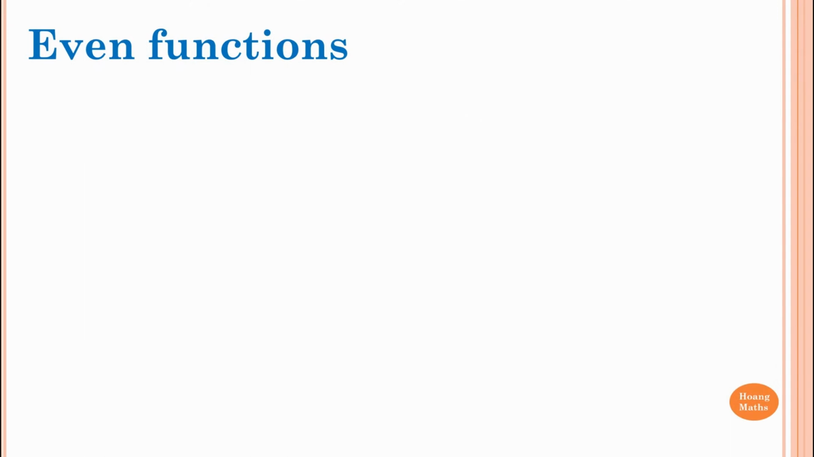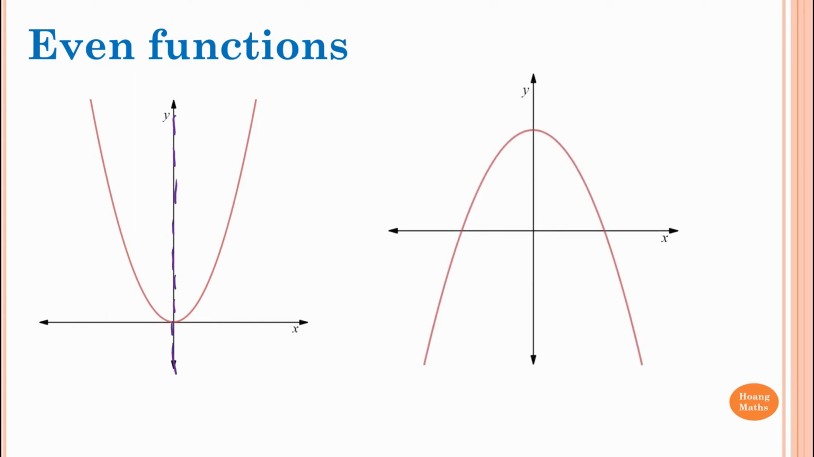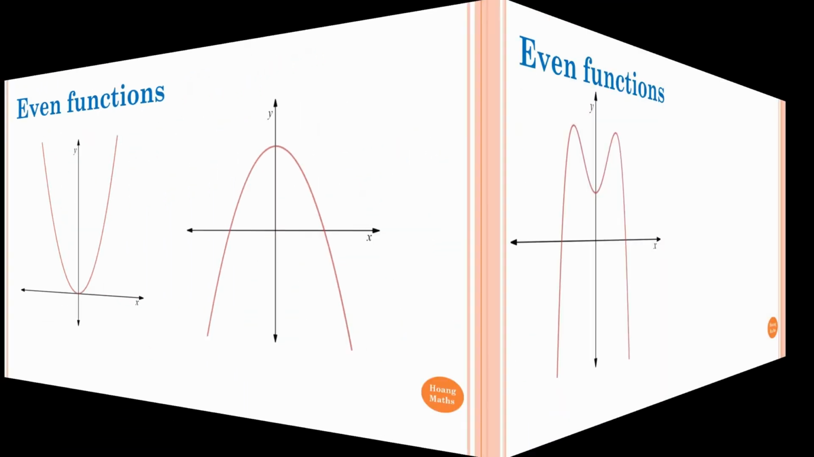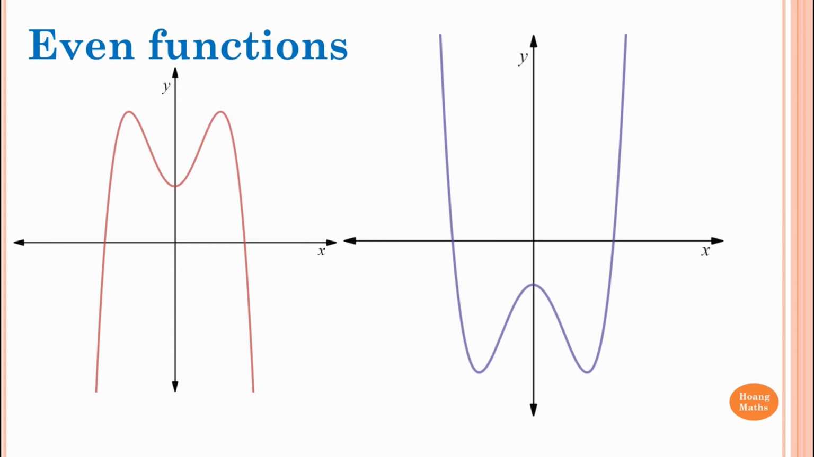Now, an even function graph will look like this, and it is symmetrical about the y-axis. Y is the axis of symmetry, if you like. Or it can be upside down, of course. And again, y is the axis of symmetry. For a more complex even function, it will look like this, or it can be upside down like this as well. They are all even functions.